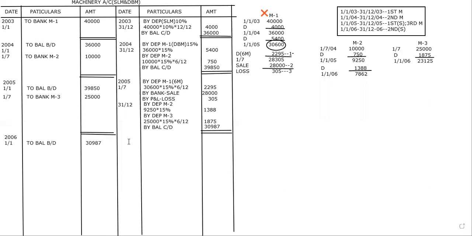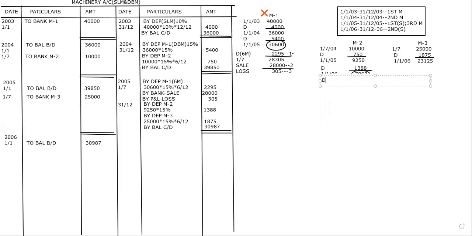Do we have any adjustments here? Yes, ma'am. We sold the second machinery also. So whenever I say I sold it, again I'm going to round off that figure. So here I'm rounding off this figure now. Now I need to segregate this one. So when we are selling, please check the date.